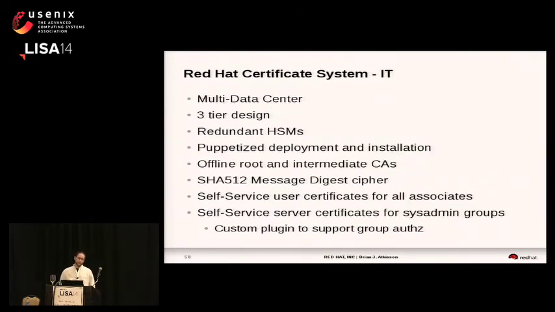So the way we deployed Certificate System, we wanted a multi-tier design that spans data centers and eliminates any single point of failure. We have redundant HSM devices for key storage. We've puppetized the deployment and installation of Certificate System, which, if you've ever deployed it or touched it, can be a real pain to set up. So we've tried to take the complexity out of that and allow for rapid provisioning. Our root and intermediate CAs are offline. It's kind of a PKI best practice. We use the SHA-512 message digest.